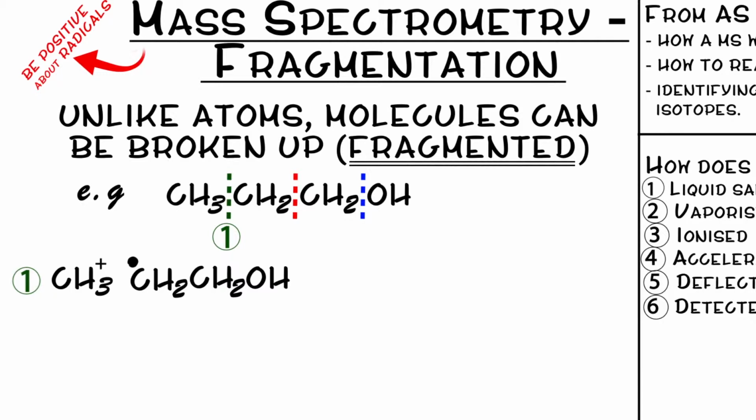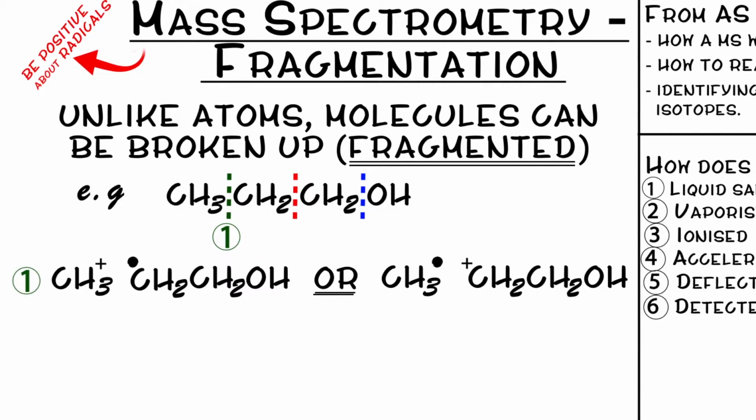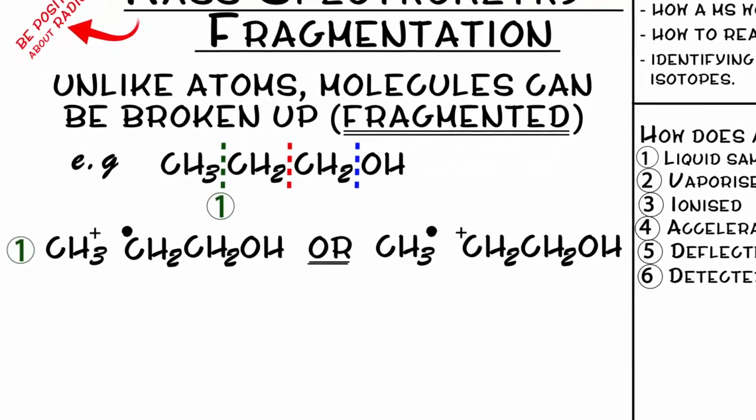Now obviously this could be the other way around as well. So I'm just going to put OR there, and effectively this could also be CH3 dot, and then you can have CH2, CH2OH as your positive charge. So you could get either or. But you can see here that the positive charge, this one and this one, these are the only 2 fragments which will actually get pulled through your mass spectrometer. These radicals will not exist. They will not actually go through your mass spectrometer because they don't have a positive charge. So these are the 2 fragments, our first 2 fragments, which could go through our machine.